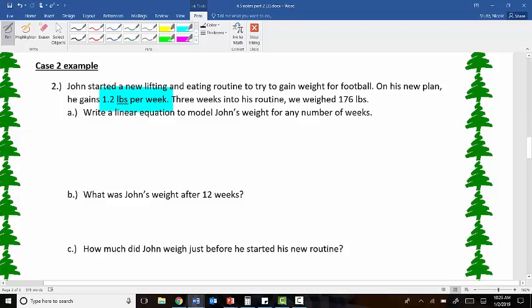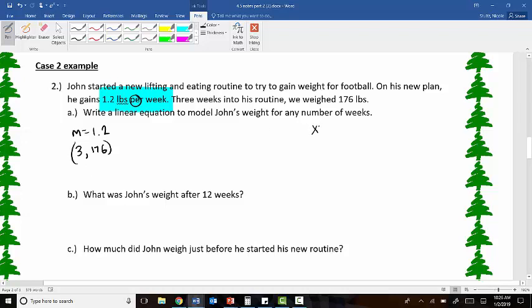So the first thing you need to do is realize, okay, the slope is 1.2. Because it says per, that's my slope indicator. So he's gaining 1.2 per week. That's the rate. However, it did not say what John's starting weight was. What I do know, though, is it takes 3 weeks to make 176 pounds.